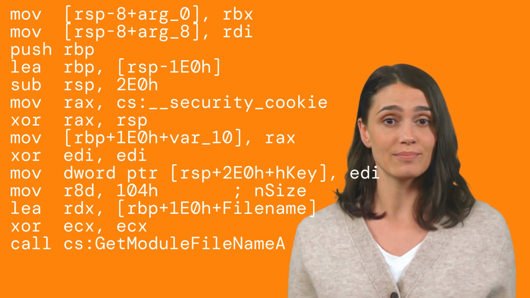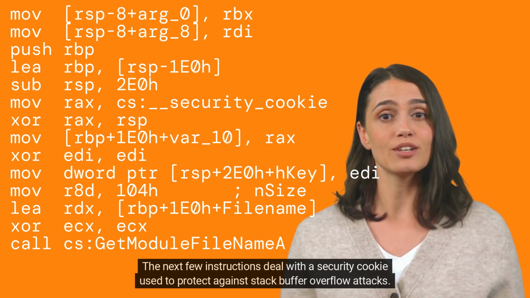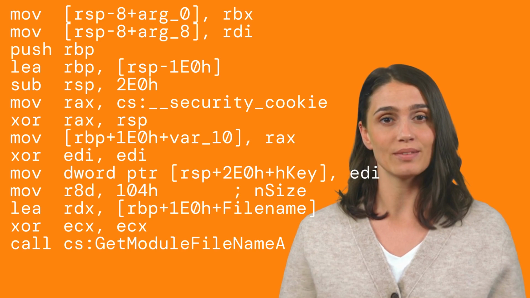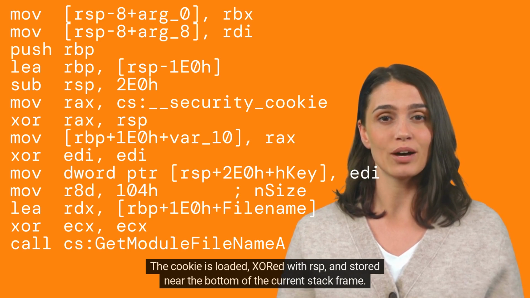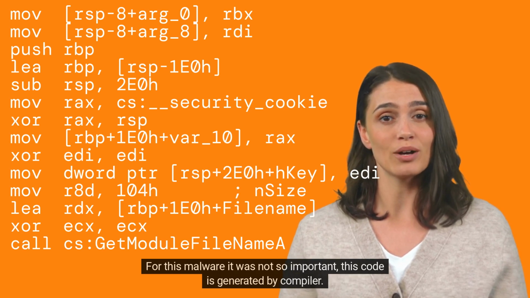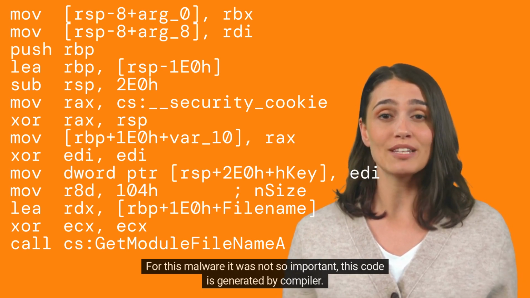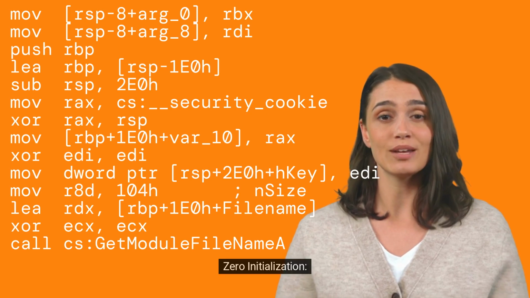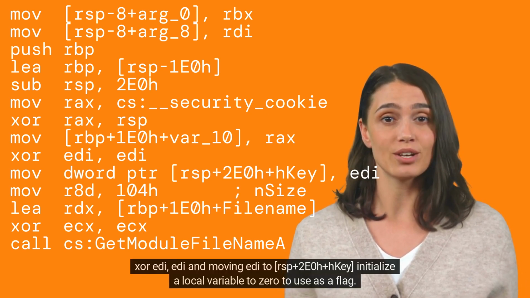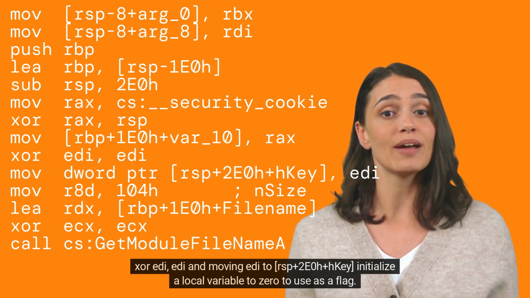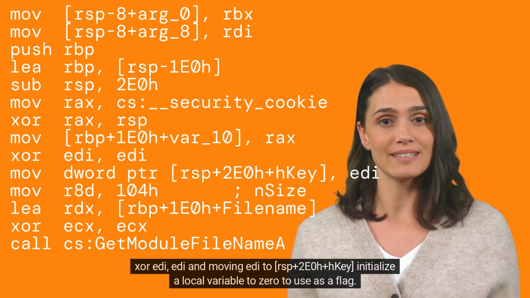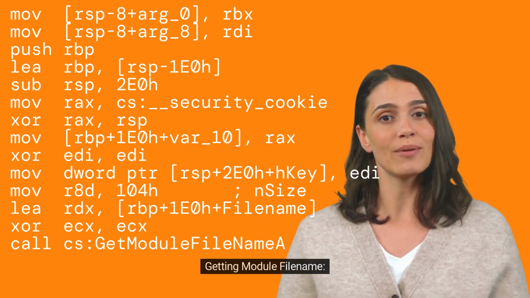Security cookie. The next few instructions deal with a security cookie used to protect against stack buffer overflow attacks. The cookie is loaded, XORed with RSP, and stored near the bottom of the current stack frame. For this malware, it was not so important. This code is generated by the compiler. Zero initialization. xor edi, edi and moving edi to [RSP+2E0h+hKey] initialize a local variable to 0 to use as a flag.